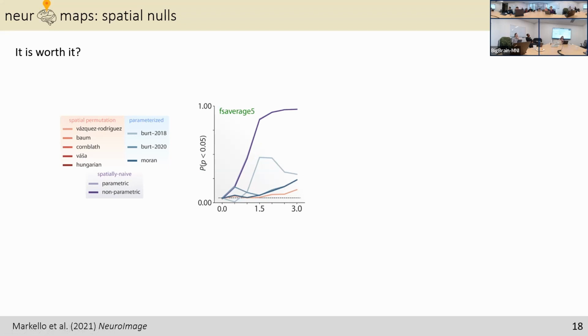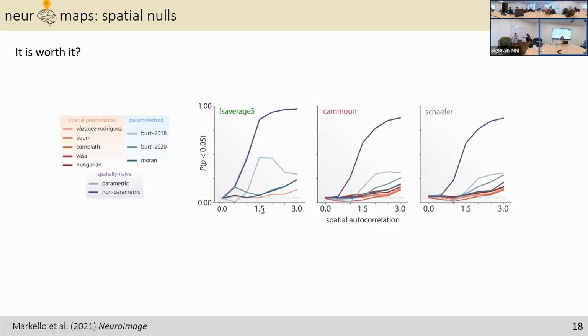There's still some inflation, though: p-values are still going to be slightly inflated. We don't get a false positive rate of 0.05 as we want, especially for highly spatially autocorrelated brain maps. If we have slightly less spatial autocorrelation, it won't be as bad. And it also works when you use parcellated data, here with the Cammoun atlas and the Schaefer atlas. So the main takeaway is that yes, these spatial nulls do work. The false positive rate drastically decreased.